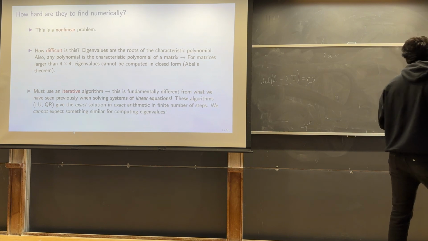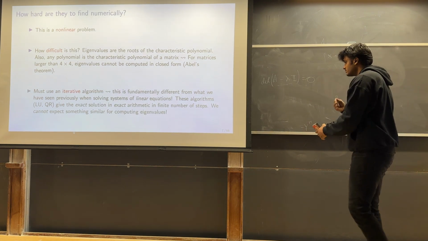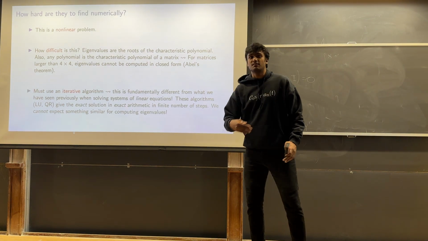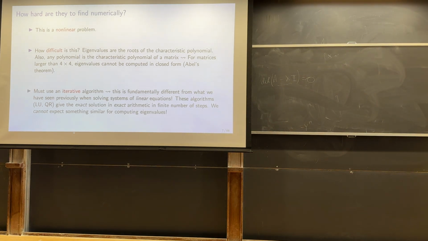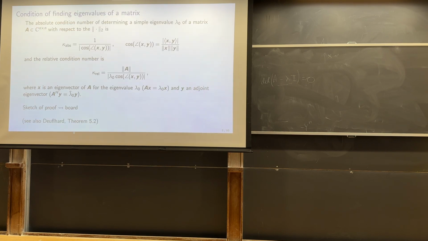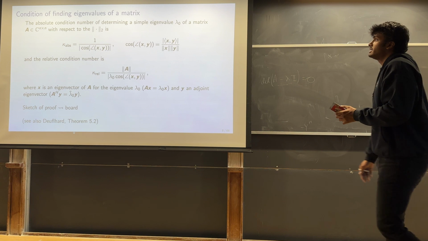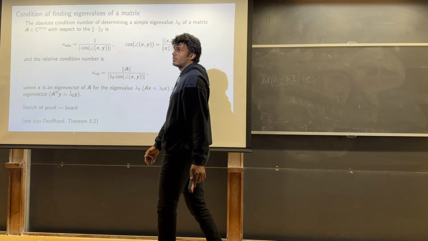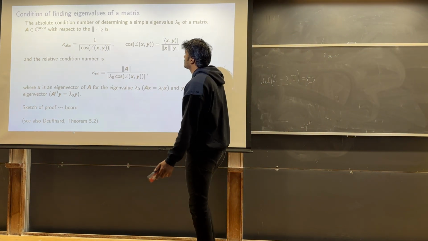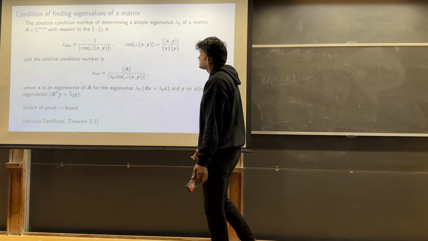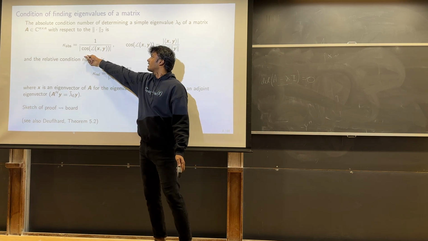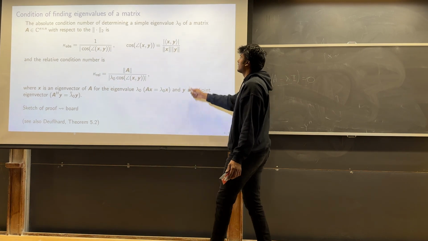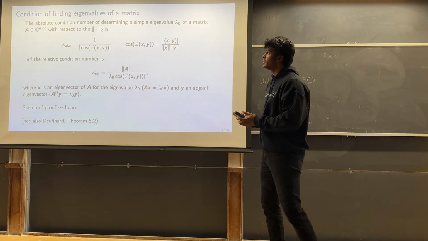There must be iterative algorithms, for example, which refine your estimate every iteration. That's the kind of algorithm that is needed to calculate eigenvalues. So what is the condition of finding eigenvalues? How well conditioned is this problem? Well, the absolute condition number is 1 over the absolute cosine of the angle between x and y, and the cosine of the angle between x and y is defined in such a manner.